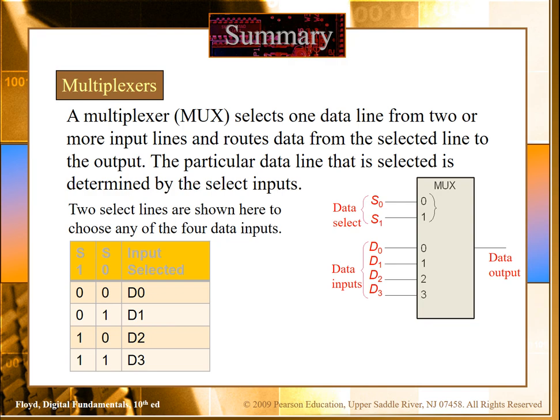Multiplexer. A multiplexer is a device which will select the data lines from two or more inputs and route the data to the selected output. Usually we make the multiplexer like this one. This is a 1-bit multiplexer. This we call the select line. Let's say you have 2 inputs here and you have 1 output.